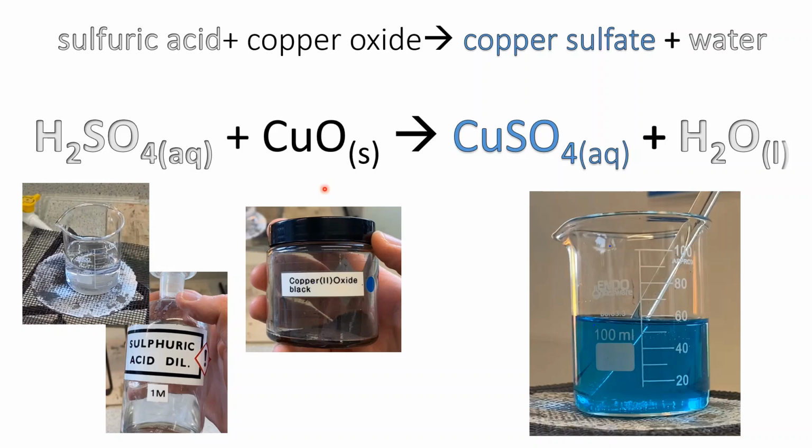And when you dissolve your copper oxide in sulfuric acid, you'll form copper sulfate, which is aqueous, again dissolved in water. You can see here a solution that we've made of copper sulfate in this reaction. And you also form water, which is a liquid and is colourless.